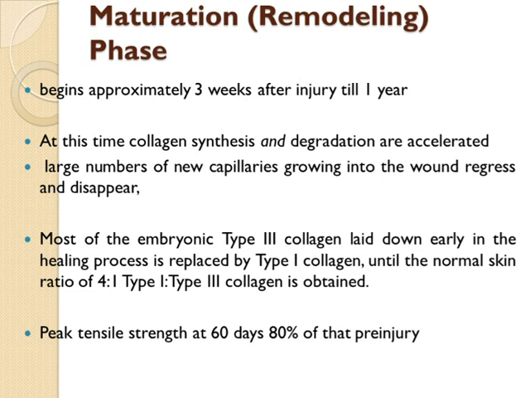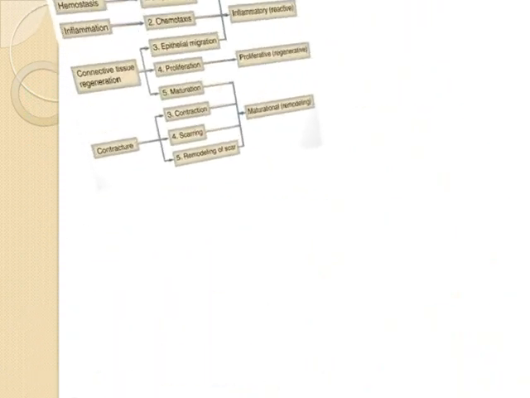And then type 3 collagen laid down early in wound healing is replaced by type 1 collagen until a ratio of 4 to 1, type 1 to type 3, is obtained within the wound site, where we have the peak tensile strength at 60 days, where we gain about 80% of the tensile strength of the pre-injury state.